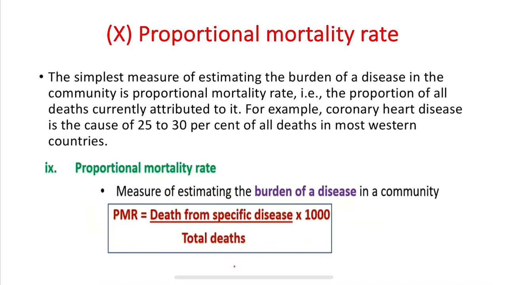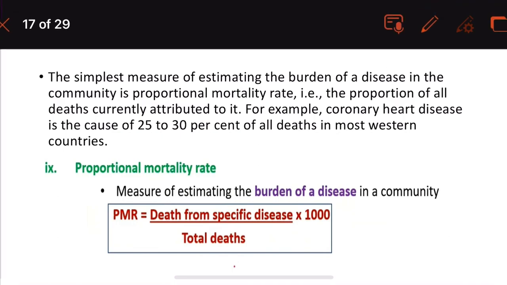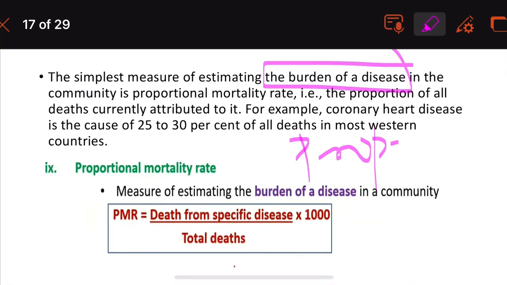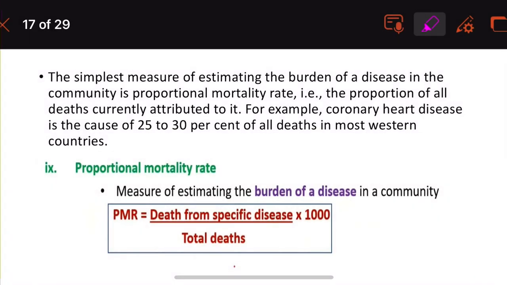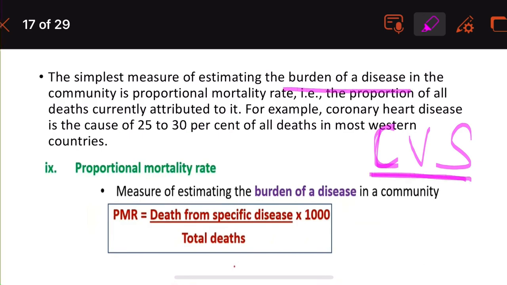Proportional mortality rate. They are speaking about proportional mortality rate, the simplest measure of estimating the burden of a disease. It is similar to the disease specific. For example, let us consider cardiovascular diseases. The burden of a disease in the community is the proportional mortality rate, that is, the proportion of all the deaths currently attributed to it.